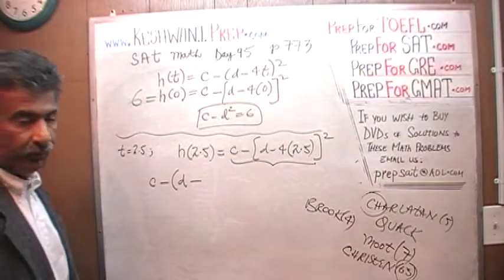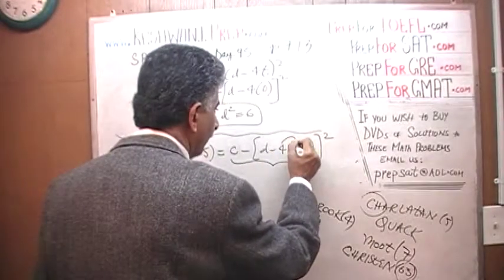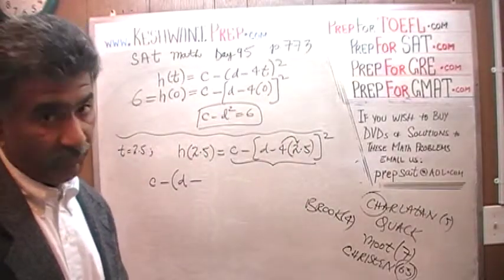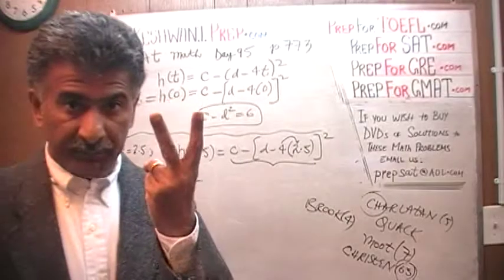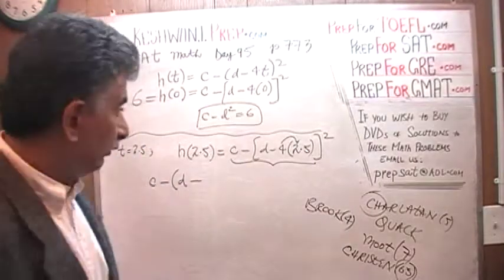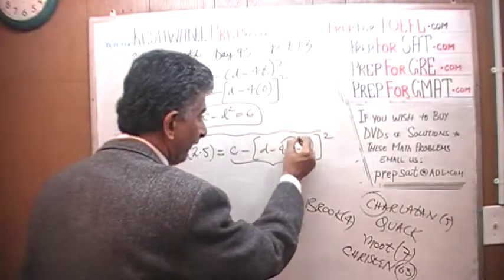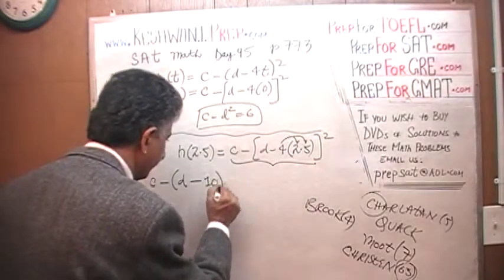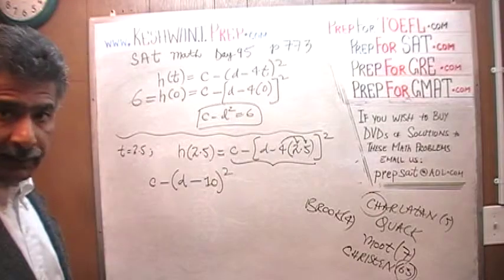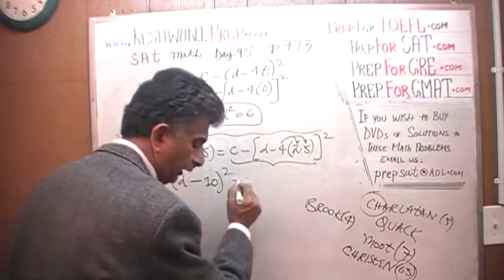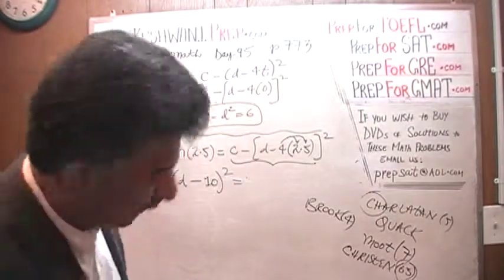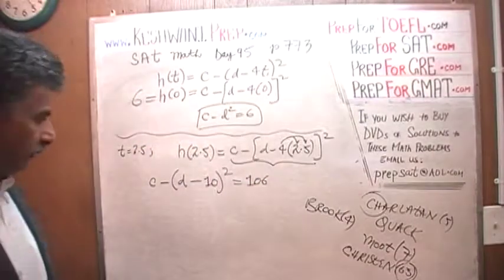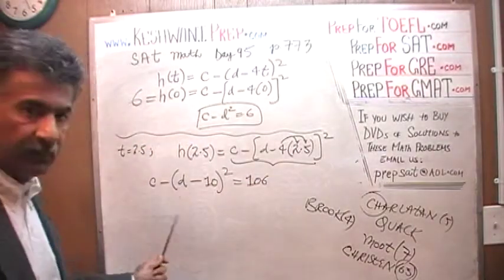How much is 4 times 2.5? Well, 4 times 2 is 8. And how much is 4 times half? 0.5 is half, isn't it? 2 halves make a 1, 4 halves make a 2. So 4 times 2 is 8, and 4 times half is 2. 8 plus 2 is 10. So it's c minus (d minus 10) squared. And that we are told is 106 feet. Now we're going to work on this, and somehow something is going to happen.